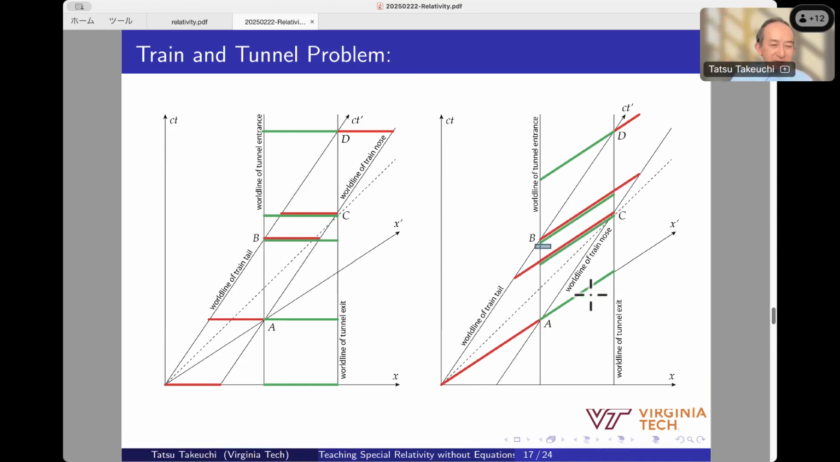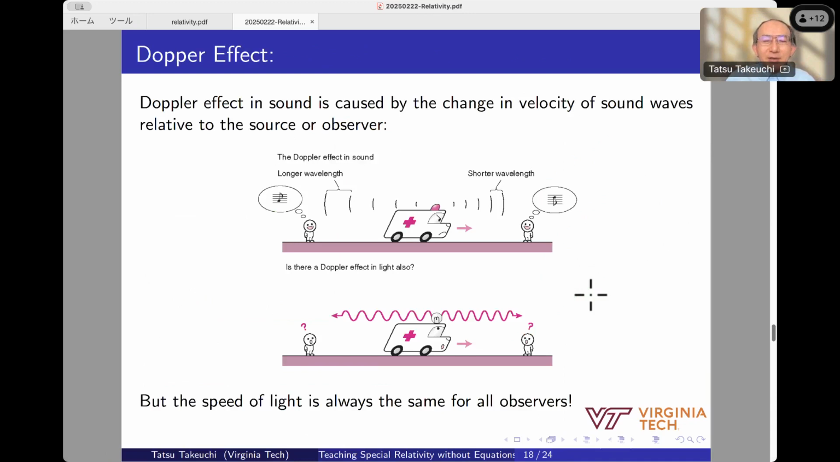Okay, and since I am running out of time, I think I'll skip some slides, but basically you can figure out why Doppler effects happen. When you think about the Doppler effect in sound and the Doppler effect in light, the reason why the Doppler effect happens in sound is because the speed of sound depends on the observer. Because if you're moving relative to the air, the speed of sound will be different, and that leads to wavelengths of the sound changing depending on the motion of the source or the motion of the observer.